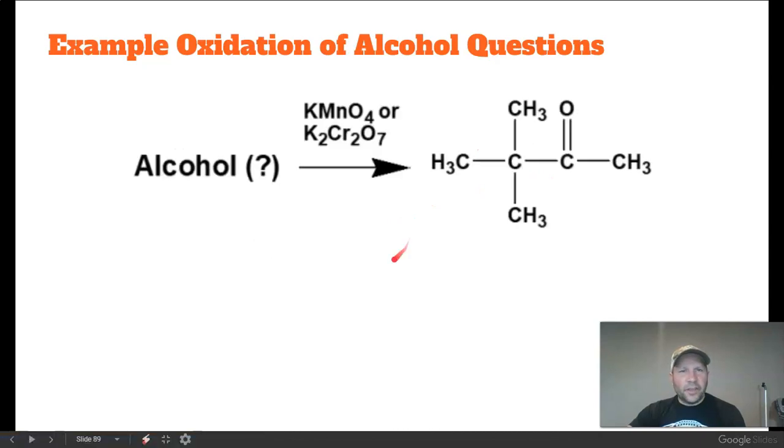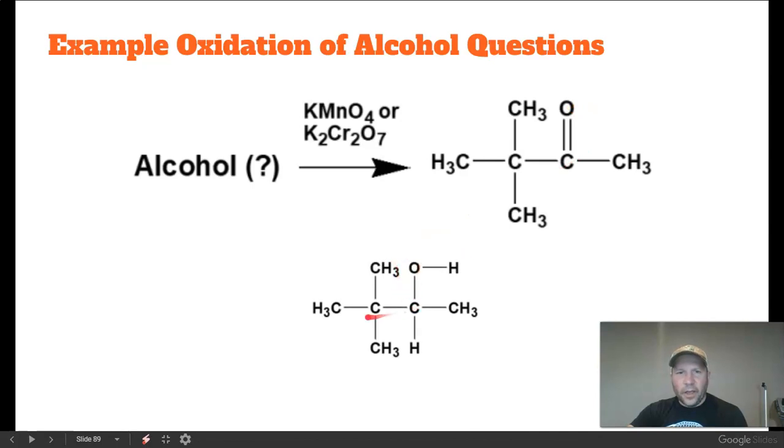Some of the questions I've seen you guys be perplexed with, or that you might get asked in your homework or your test, is they try to tell you what kind of alcohol is going to be formed if we form this after the reaction. So let's look and see what we got here. We formed a ketone, right? So that's just going to be a secondary alcohol. So since it's a secondary alcohol, this carbon right here is going to change this into an OH, and that's all there is to it.